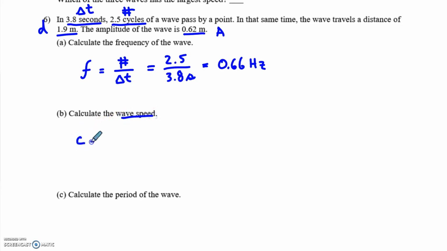To find the wave speed, we can't use this formula because we're looking for speed, but we don't know wavelength. So instead, we're going to use speed is distance over time. Now I'm going to apply this not to a particle, I'm going to apply it to the wave itself. And the wave has some speed c. So the wave travels a distance of 1.9. That's like the crests are traveling that distance. How long does it take? 3.8 seconds. And this is exactly 0.50.